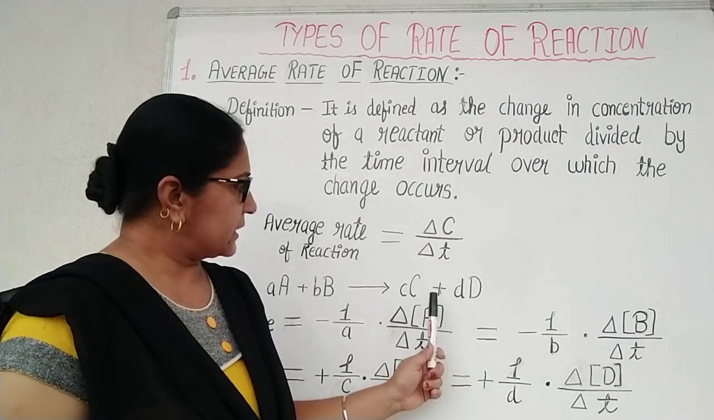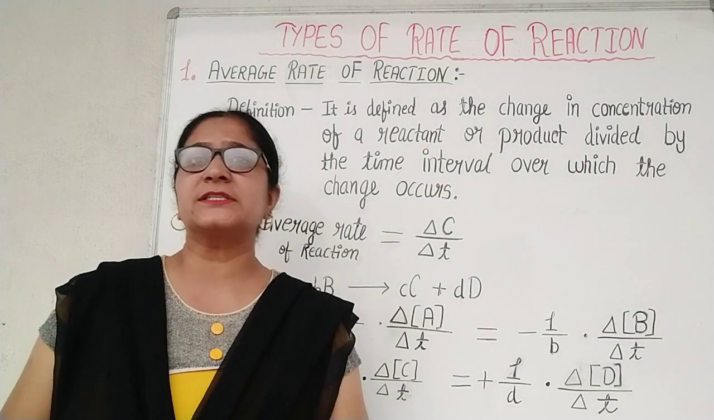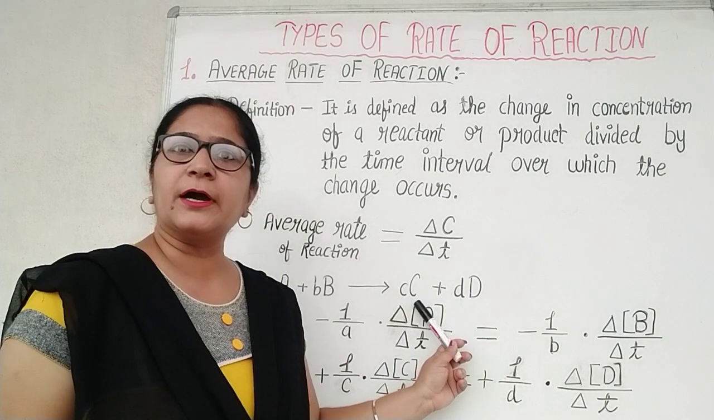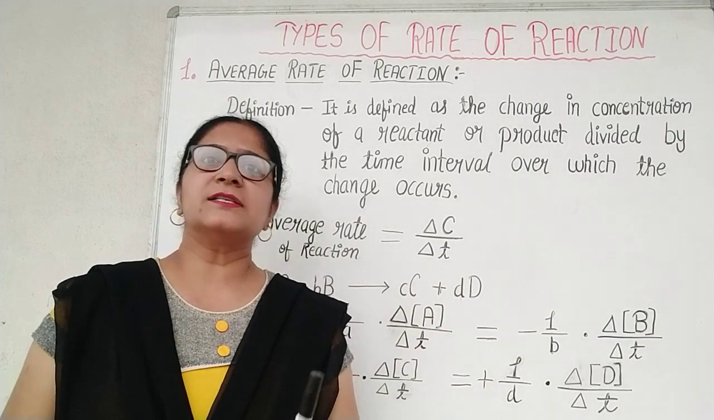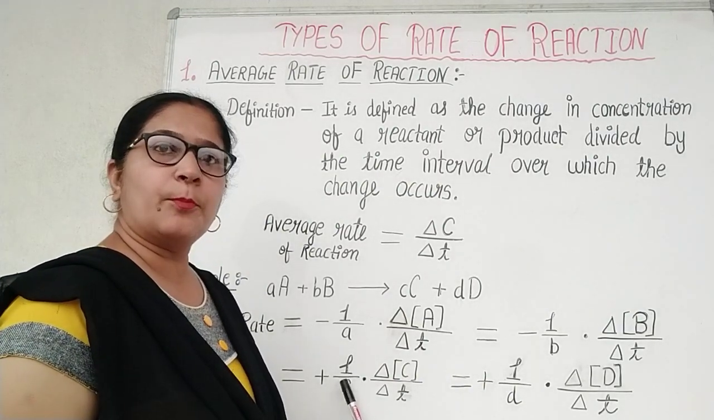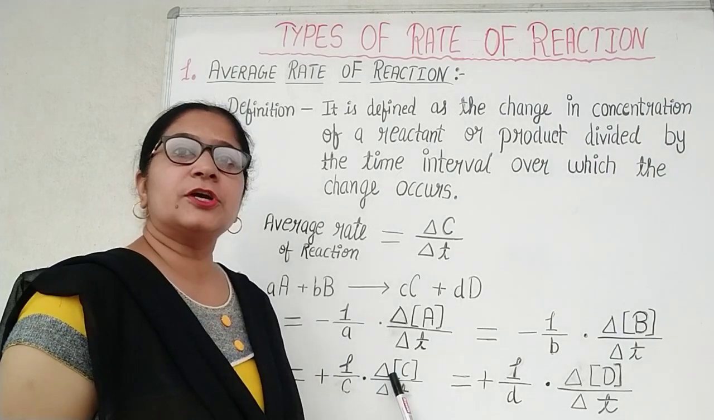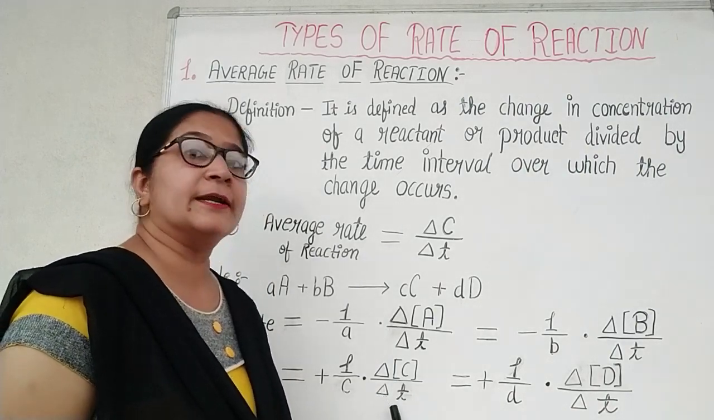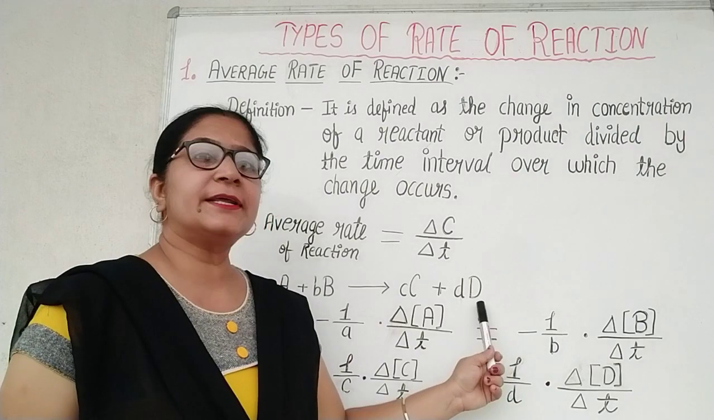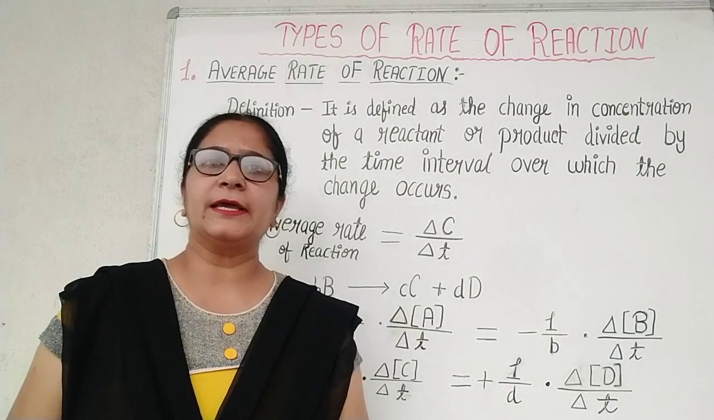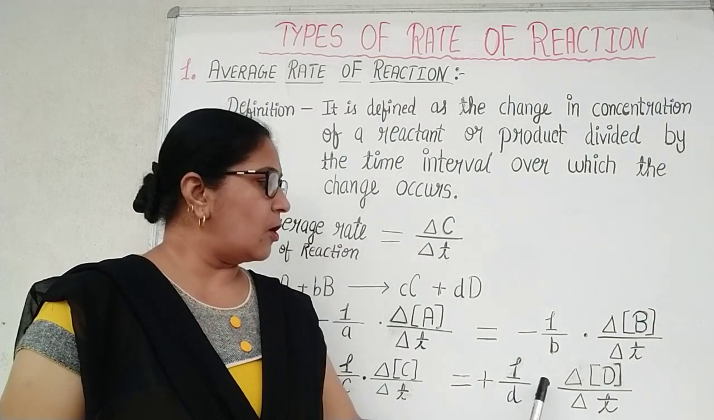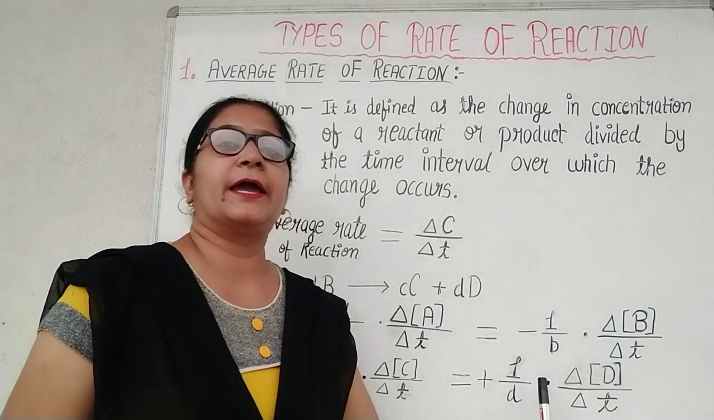Small c is the stoichiometric value of the product C. For the product, the concentration increases, so I write plus 1 upon small c, delta C divided by delta T, which equals the expression for capital D. Capital D is also a product and its concentration increases, and hence we write plus 1 upon small d, delta D by delta T.